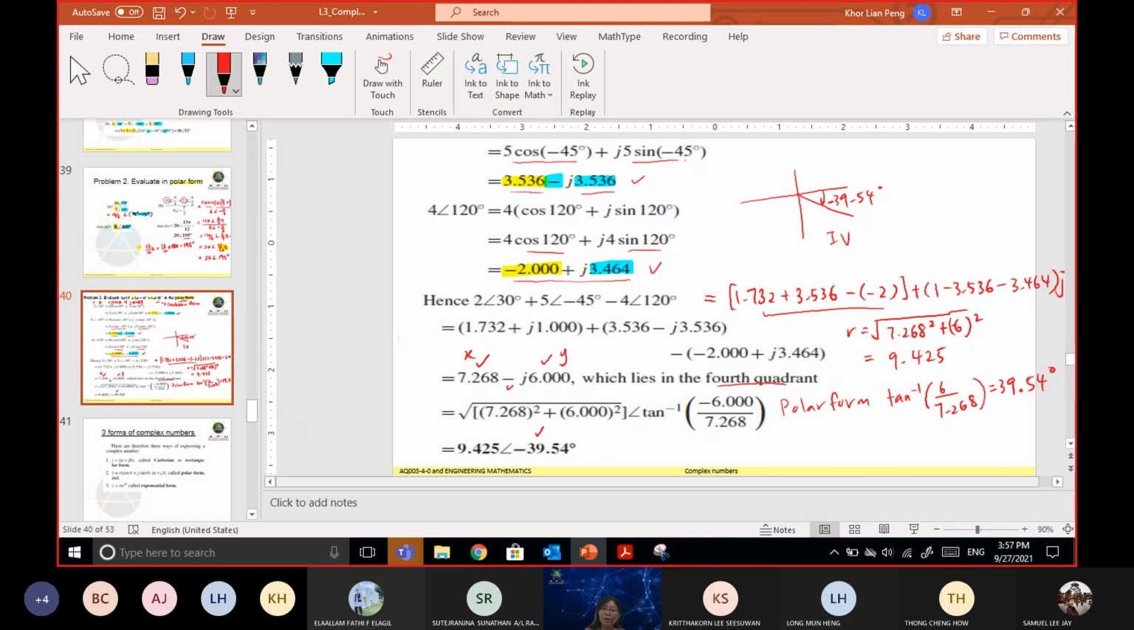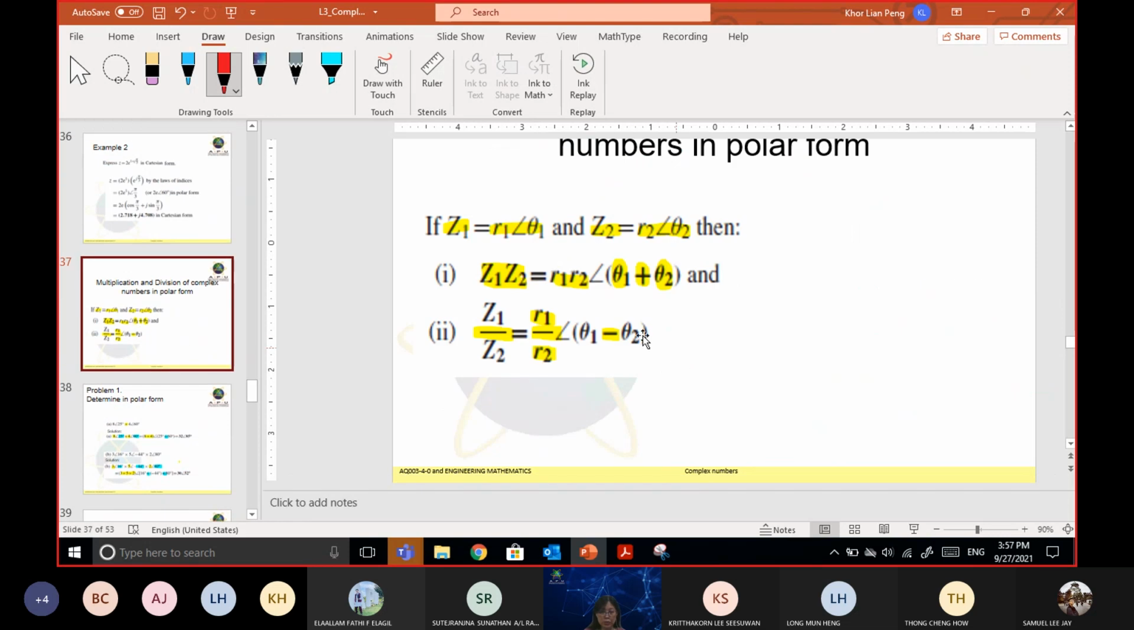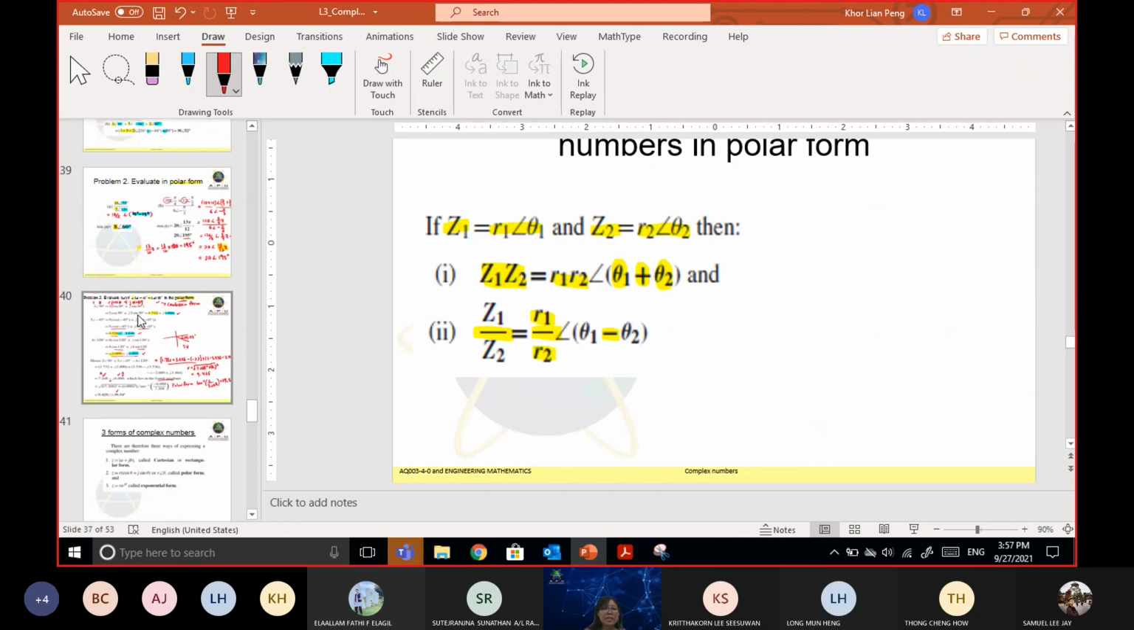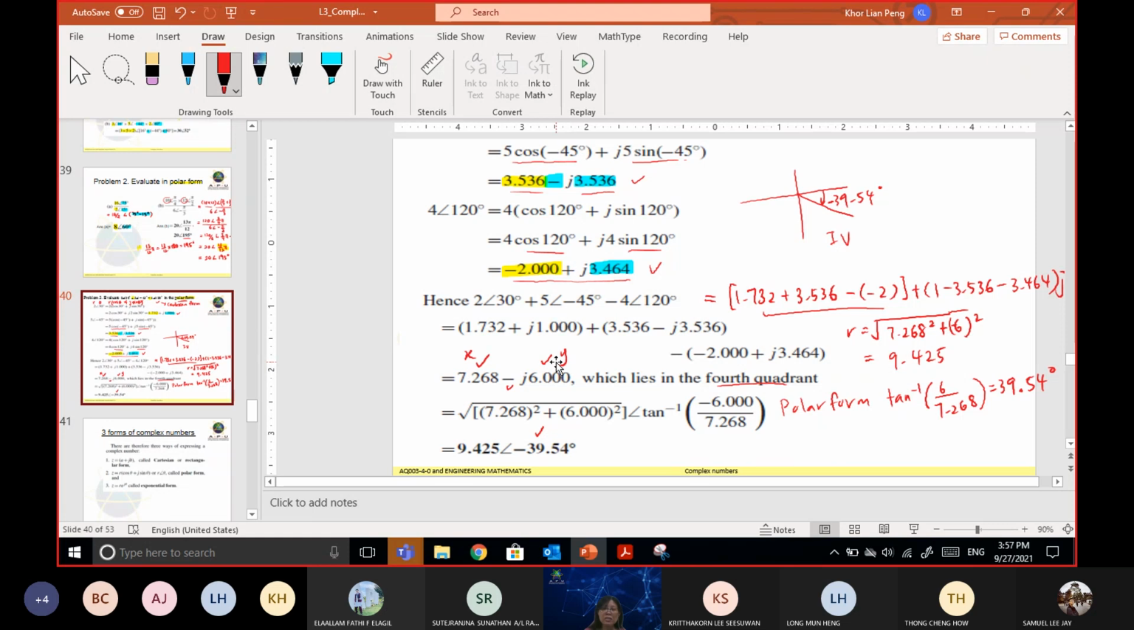Is that okay so far? So as a conclusion for polar form, if you deal with multiplication and division, you can use these rules. But if you deal with addition and subtraction, no choice, you must convert it into Cartesian form. Then conduct the addition and subtraction in Cartesian form. If at the end you need the answer in polar form, then you convert back to polar form. Clear?